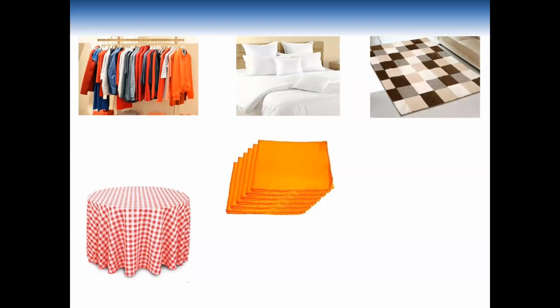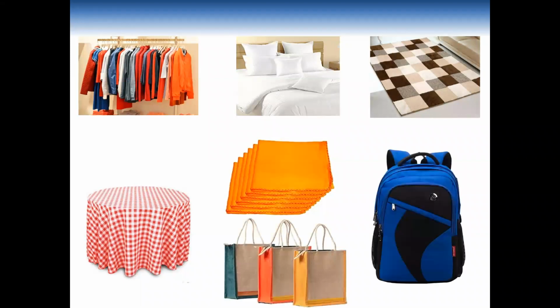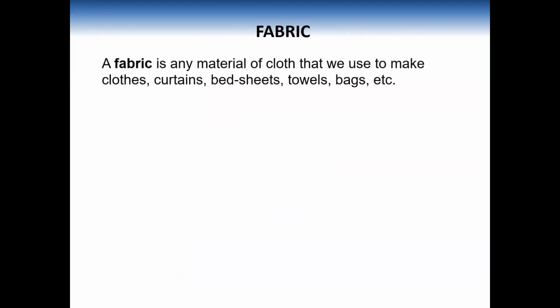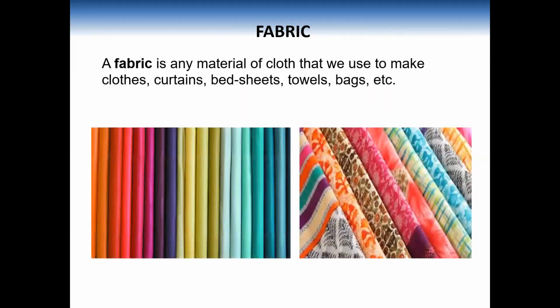Not only different types of clothes, there are other materials which are made from fabric, like bed sheets, pillow covers, carpets, tablecloths, napkins, shopping bags, as well as your school bag. But what is fabric? A fabric is any cloth material that we use to make clothes, curtains, bed sheets, towels, and bags. When you go to any shop to buy clothing material, you will see such fabric lying over there.